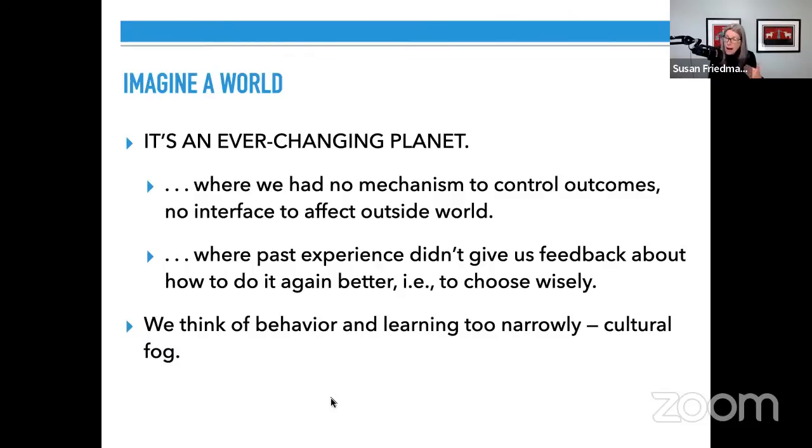So I feel, and people in my profession would agree, that we think of behavior and learning too narrowly. And I call that our cultural fog. We are bound by our cultural understanding, and sometimes it's hard to get the science facts, not only into the discussion, but influencing what people do.